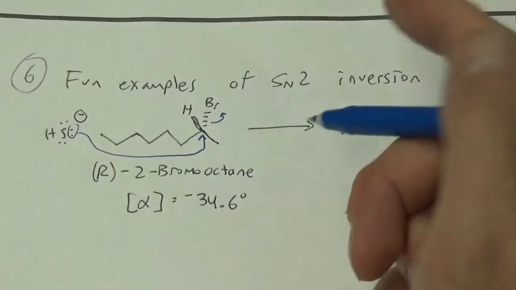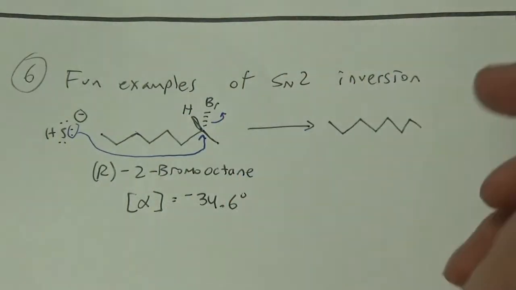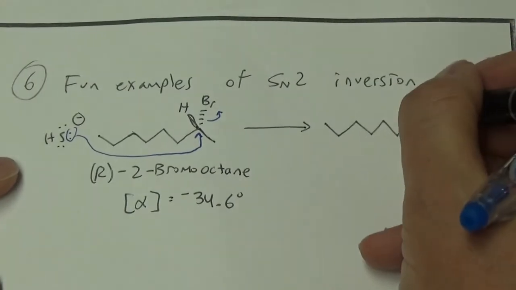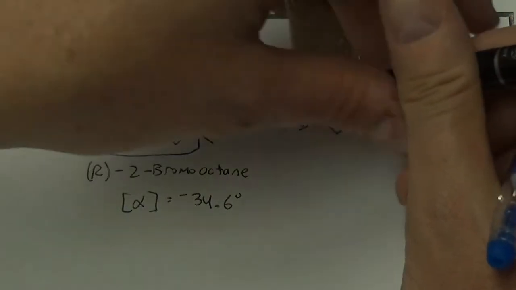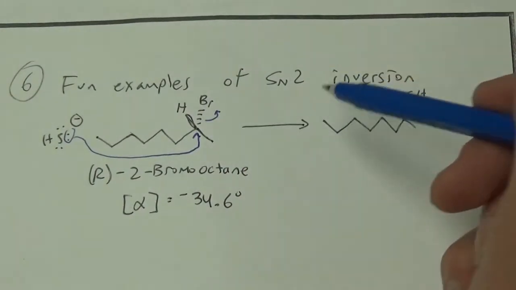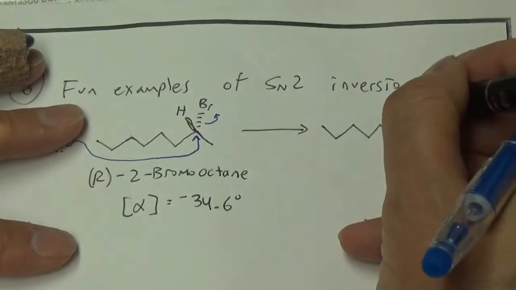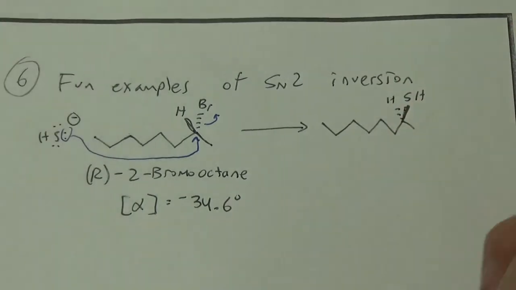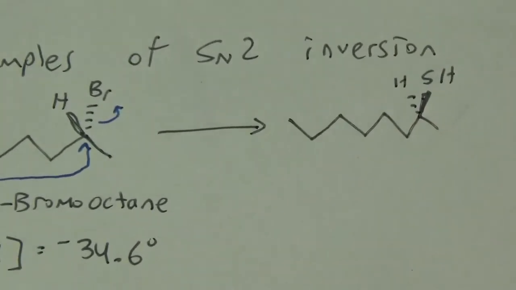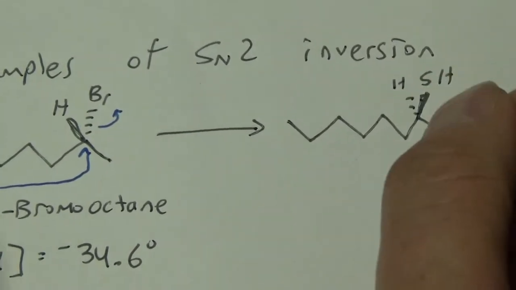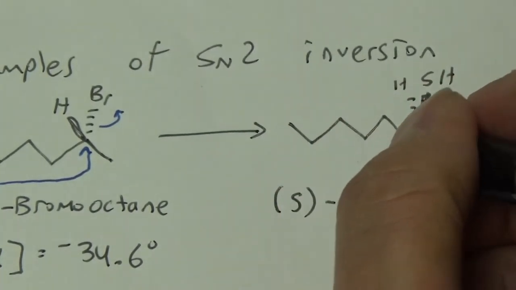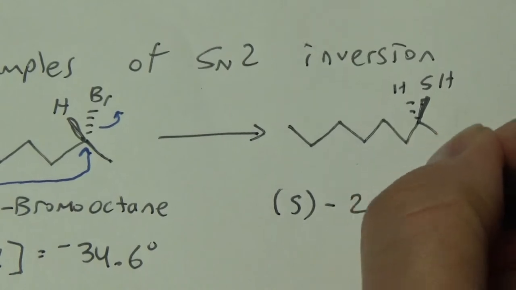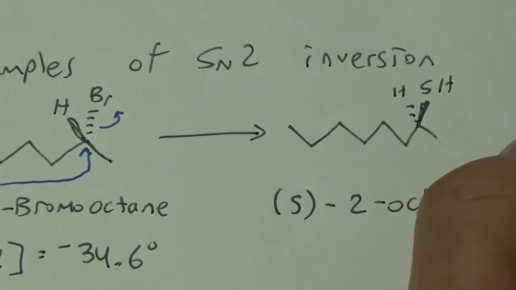Now, HS attacked from the back. Br was going away. Now the SH is coming towards us, so we have a wedge. The H was coming towards us, now the H is going away. All right, so there's our product. The name of this is beyond your level, but I'll just tell you it's S-2-octanethiol.